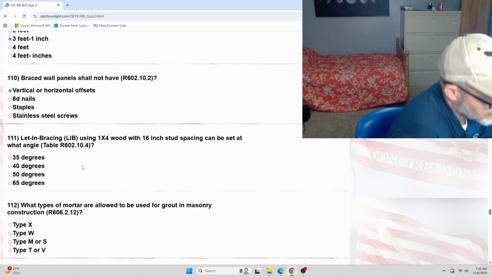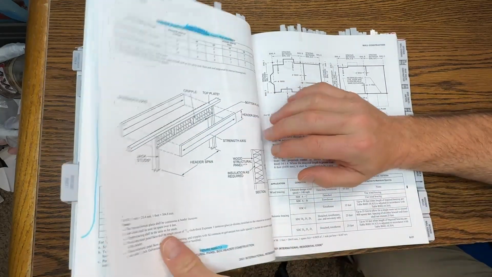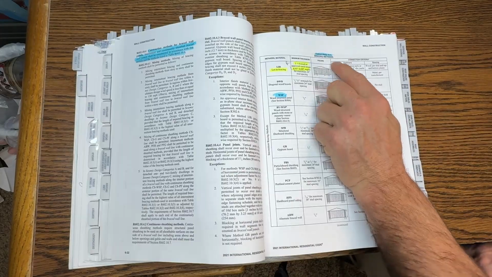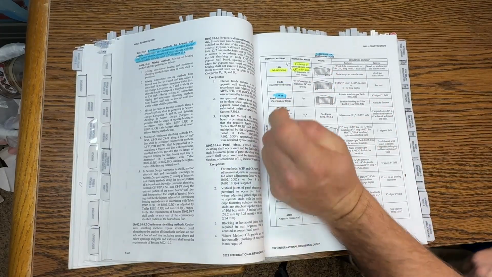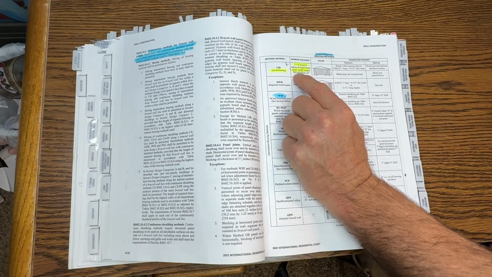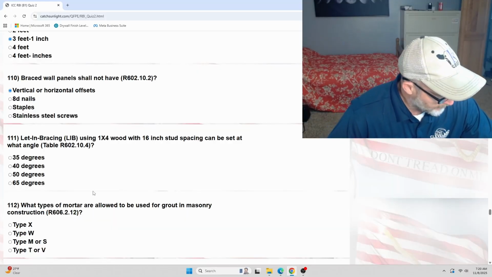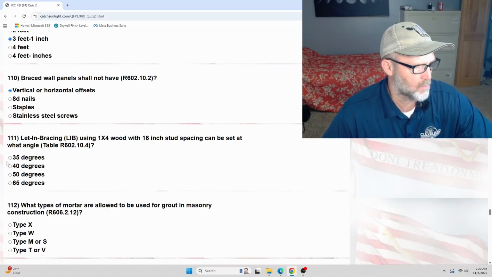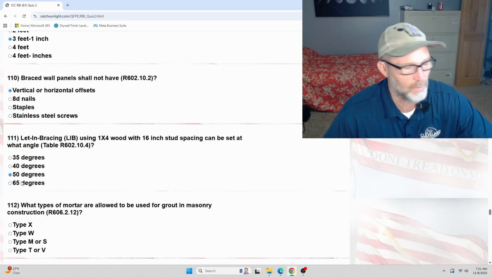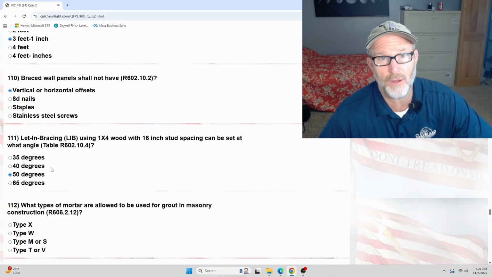Okay, so let's take a look at this table R602.10.4. Lead-in bracing. So what you have here, lead-in bracing, 1x4, and you can see there's an angle. It needs to be 45 to 60 degree angles right there. So between 45 and 60, which of these are going to work, right? 35 is not going to work, 40 is not going to work, 50 works, 65 doesn't work. So it's within that range of 45 to 60. 50 degrees is the only one that works.